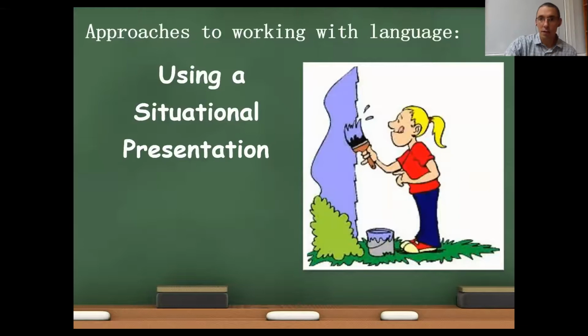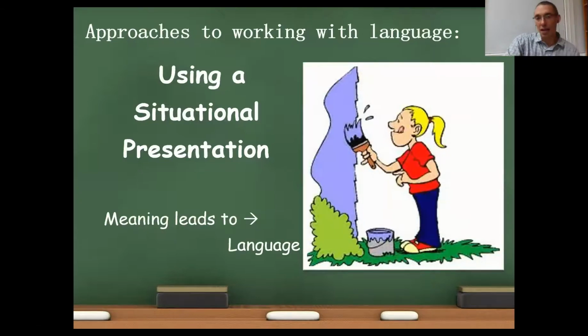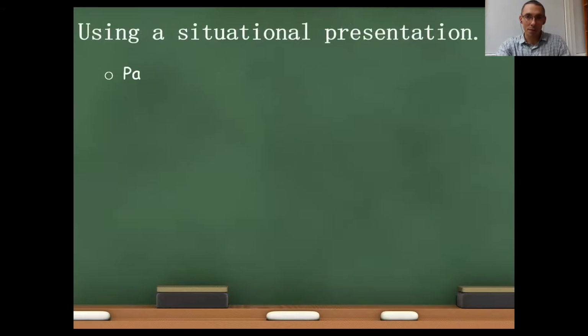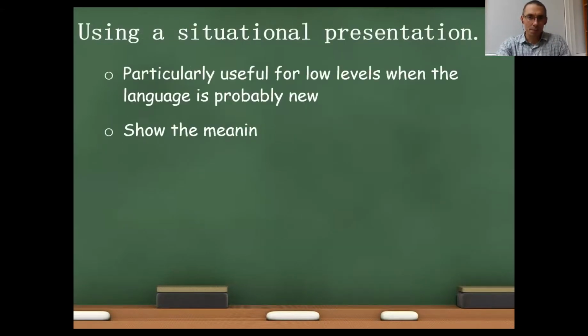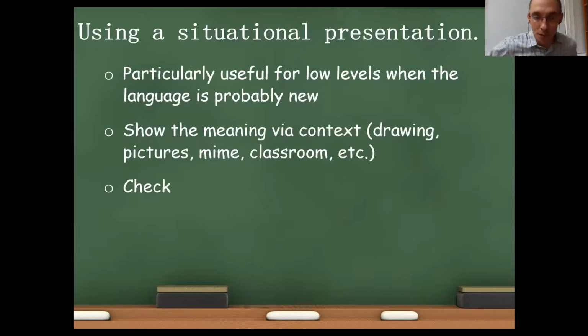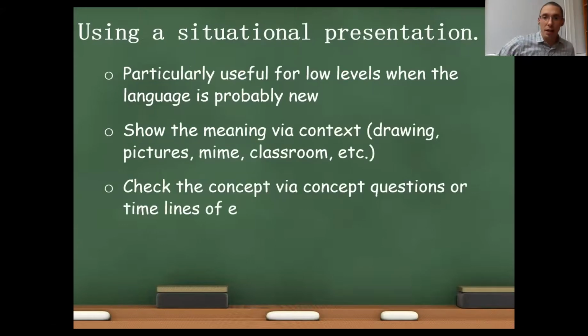Next one. Situation. We can use situation to speak about grammar. Meaning leads to language. Let's take a situation, for example. This is especially good for low-level students who don't have a lot of English. We can use a simple situation like a picture and try to get the students to use the grammar form that we want through the presentation.